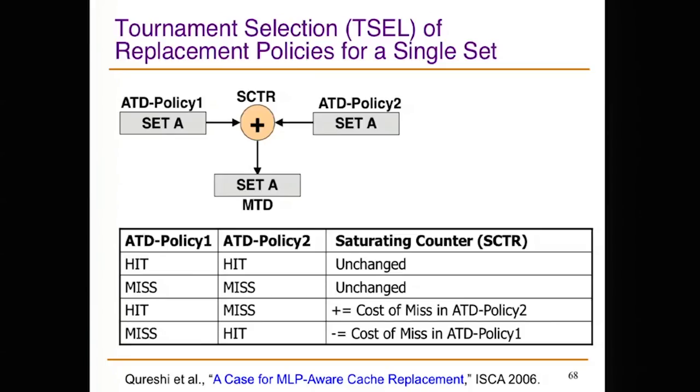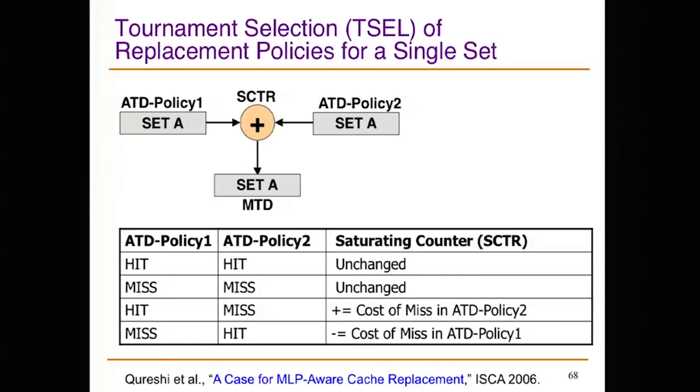If both policies hit, you may have the counter unchanged. If both policies miss, you may have the counter unchanged again. If one policy hits and the other policy misses, you may adjust the counter such that it's biased towards the policy that's hitting. Such that you're going to select that policy. And exactly how this is done, you can read the paper. You can take into account the miss rate or you can take into account the cost of a miss, right? I won't go into the detail. There's a huge design space over there also.